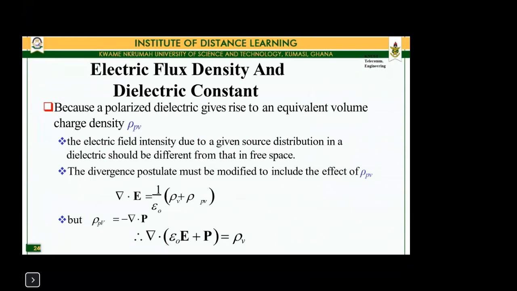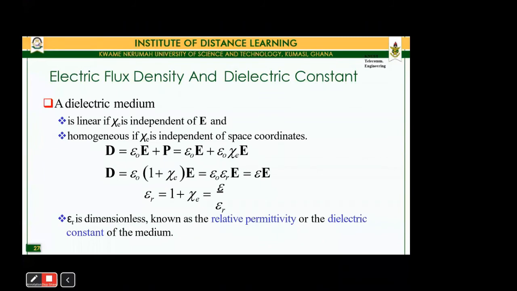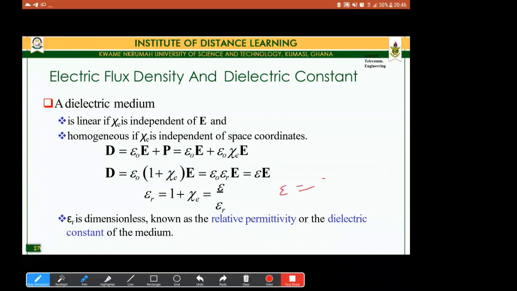So this is what I was discussing earlier, where we said epsilon equals epsilon naught times epsilon r, or epsilon r is epsilon divided by what? Epsilon naught, which is the relative permittivity of the material. So the permittivity of the material relative to free space is the relative permittivity of the material.